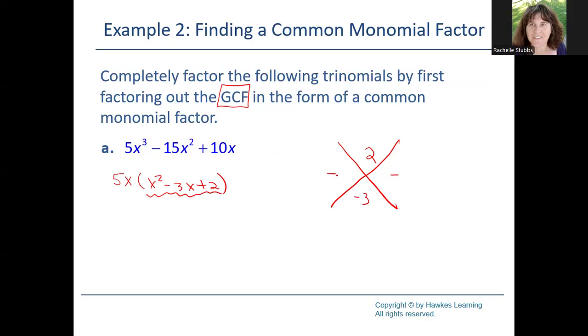Now, if C is positive, but B is negative, both my factors must be negative. So what are factors that make 2? Well, there's only one set. It's a -1 times a -2. And do they add up to 3? Yeah, they do. They multiply to 2, but they add up to 3. So these are my factors.